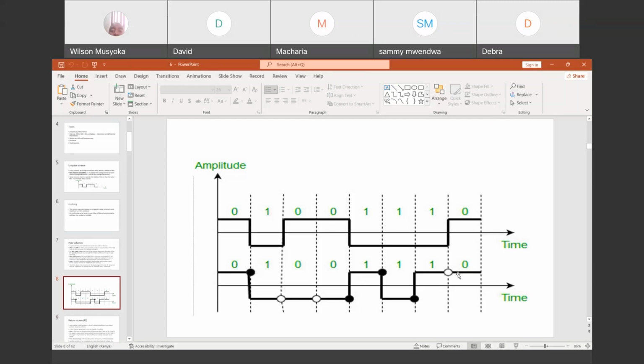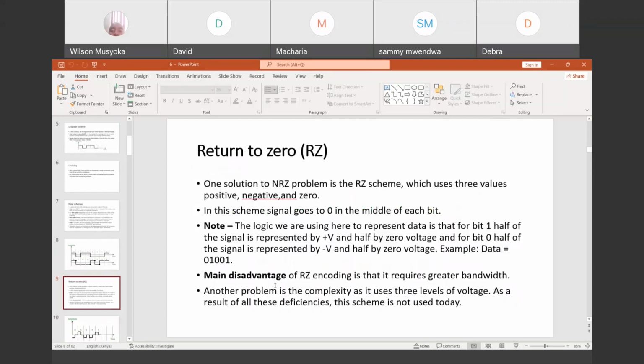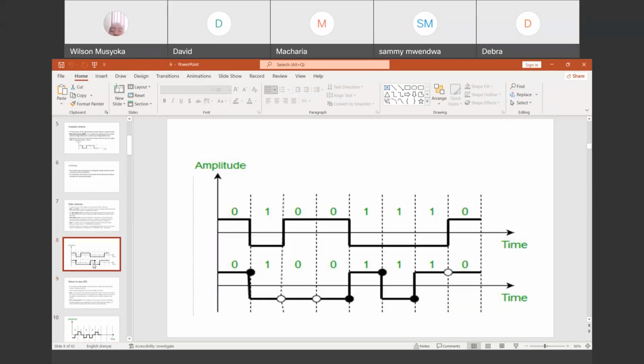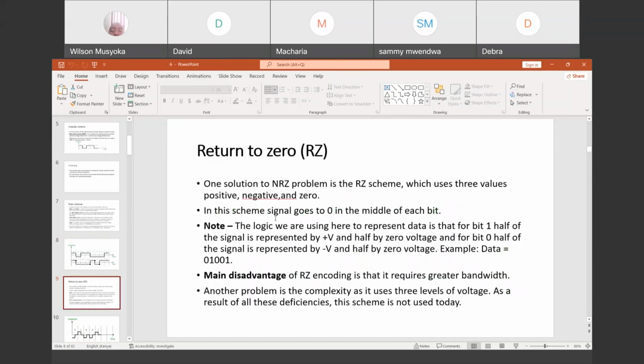Okay, let us continue. We have the return to zero, whereby it uses three values. If you notice in these previous schemes, we have used two values, either a positive value or a zero, like the first one, or a negative value. So it is either a positive or a negative or a zero. But now, when we come to return to zero, it is going to use the positive, the negative, and the zero values. So that is where the return to zero has a big difference.